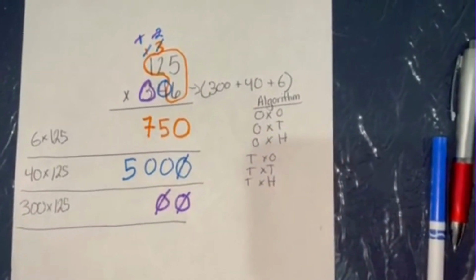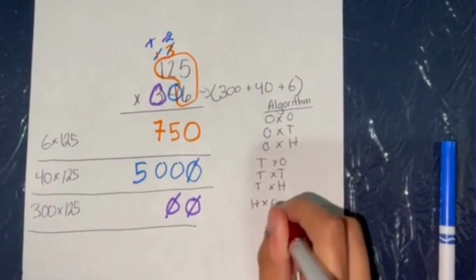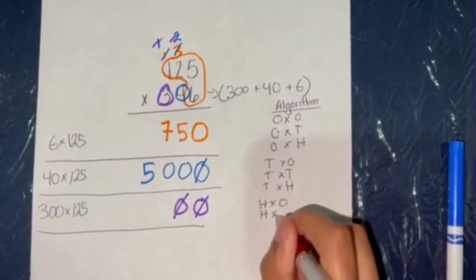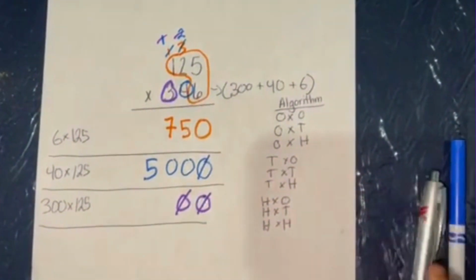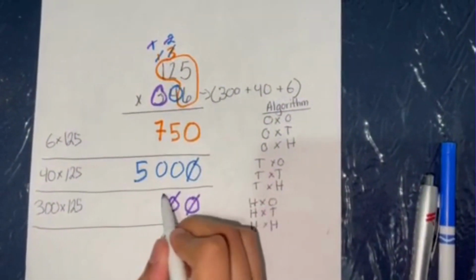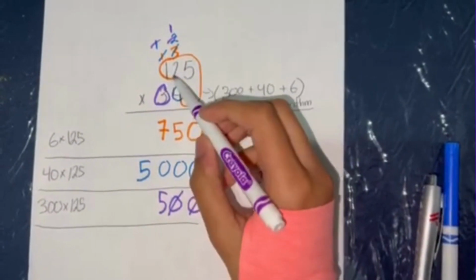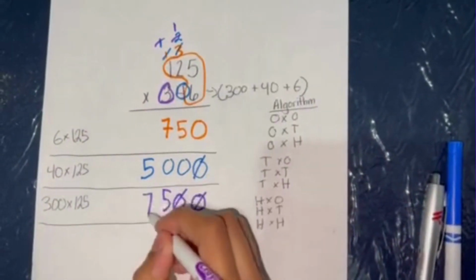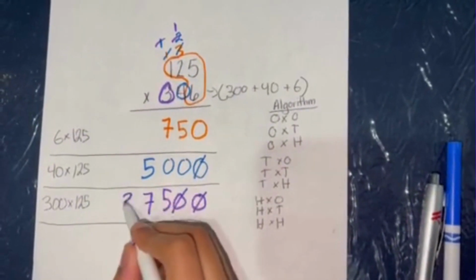So let's write our algorithm one final time. Hundreds times the ones, hundreds times the tens, and hundreds times the hundreds. 3 times 5 is 15. Carry the 1. 3 times 2 is 6, plus 1 is 7. 3 times 1 is 3.